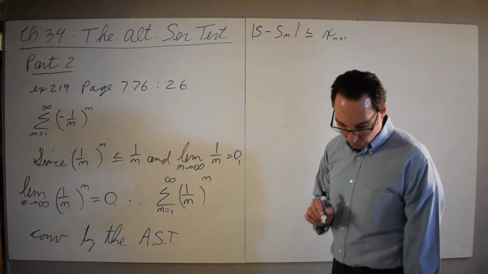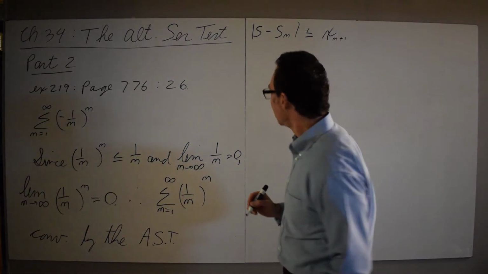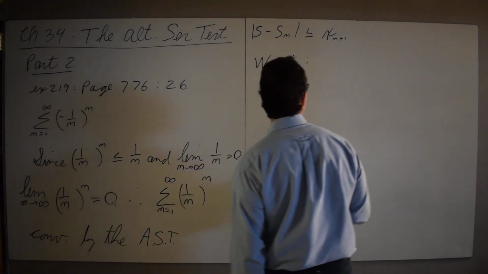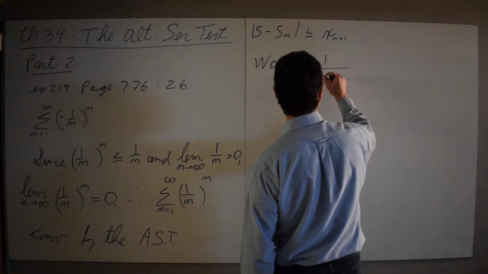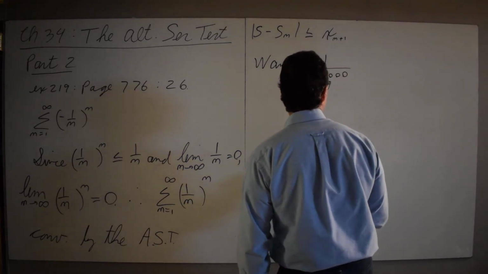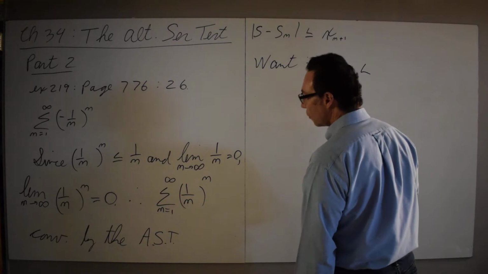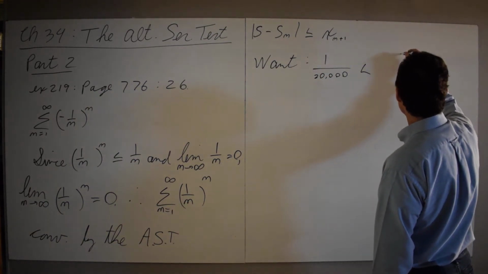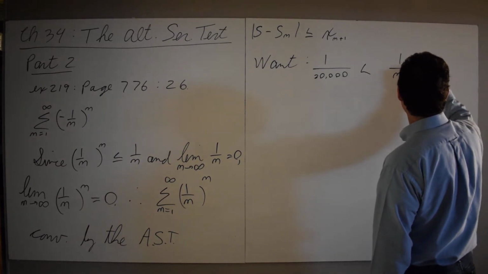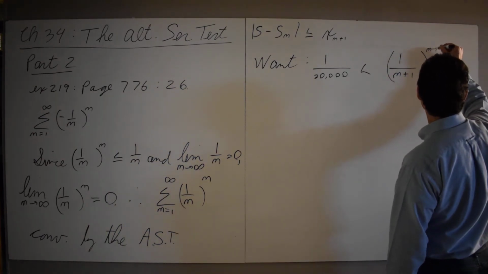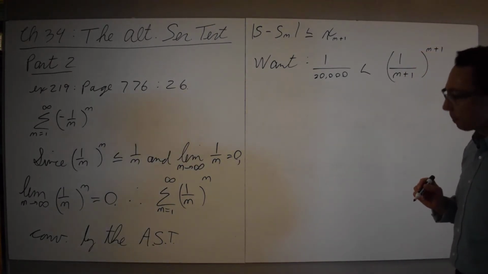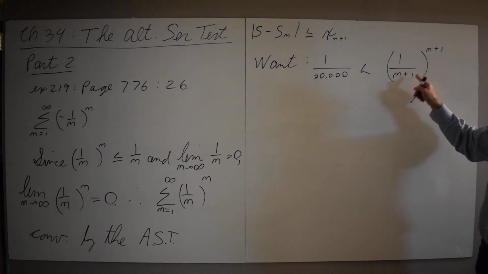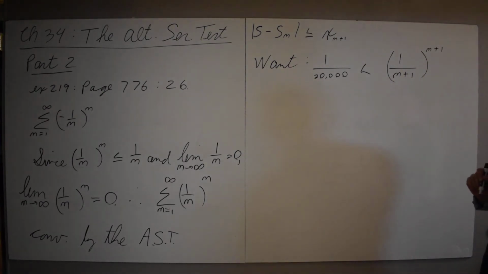And so here, when we look at this, what we want is one over 20,000 to be less than 1 divided by n plus 1 to the n plus 1. And so what we do is we start checking numbers. What happens when n is 1? What happens when n is 2? What happens when n is 3? Etc.